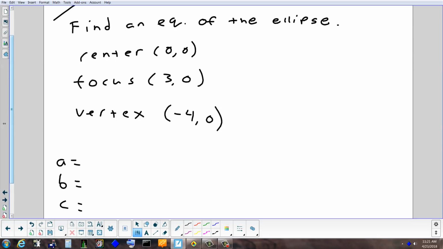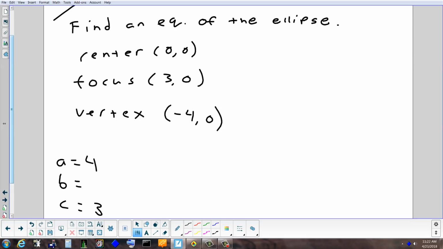Which one? For A? Yeah, I do have enough information for A. The center and the vertex. It's the distance between the center and the vertex. So how far apart are the center and the vertex? 4. So A is 4. Do I have enough information to find anything else? C. What's C? 3. How'd you get that? The distance between the center and the focus. C is the distance between center and focus. One of them's at the origin. One of them is 3 units to the right. That's a distance of 3.